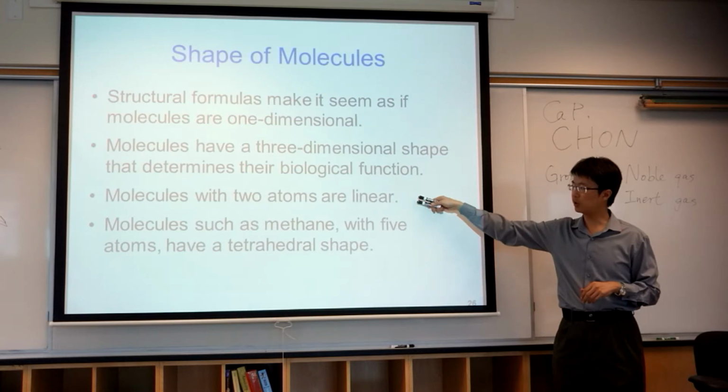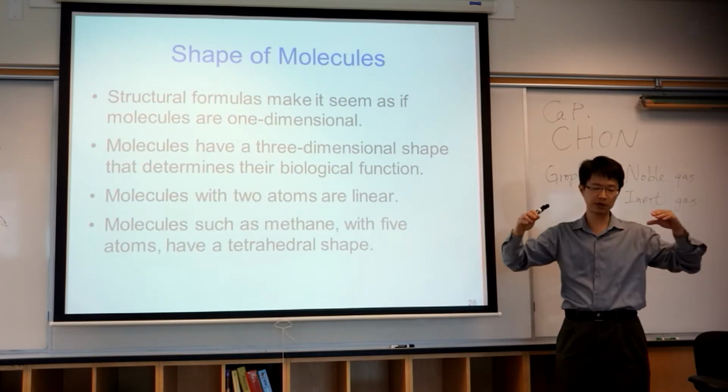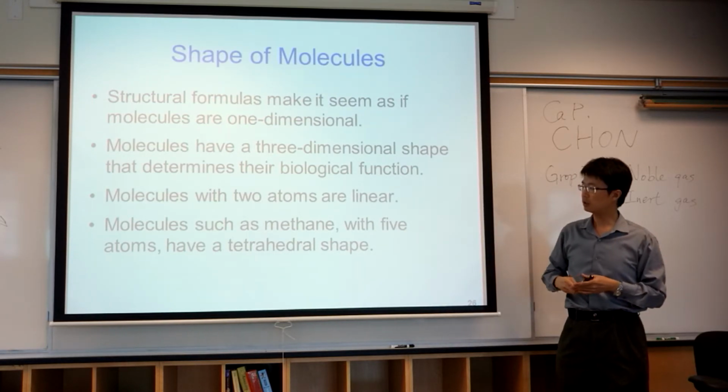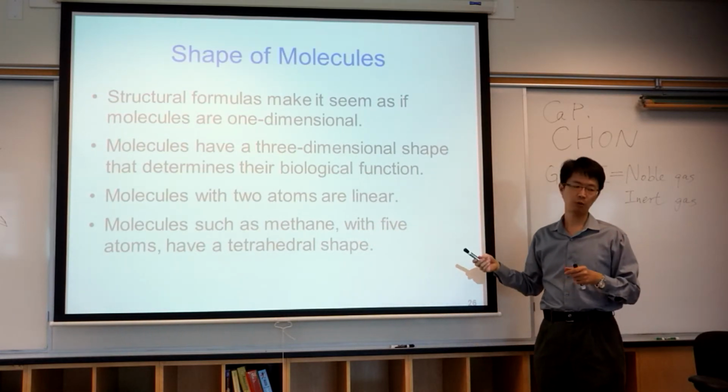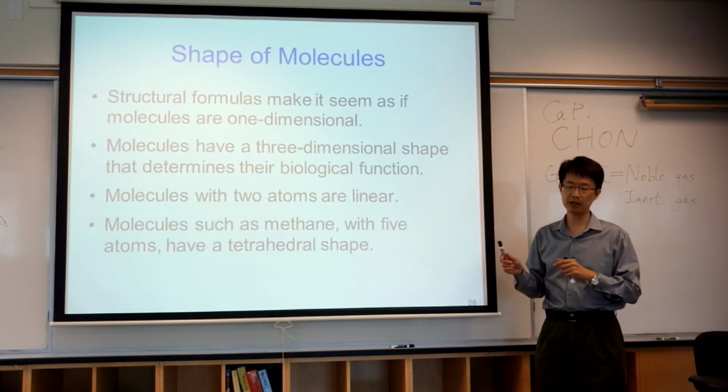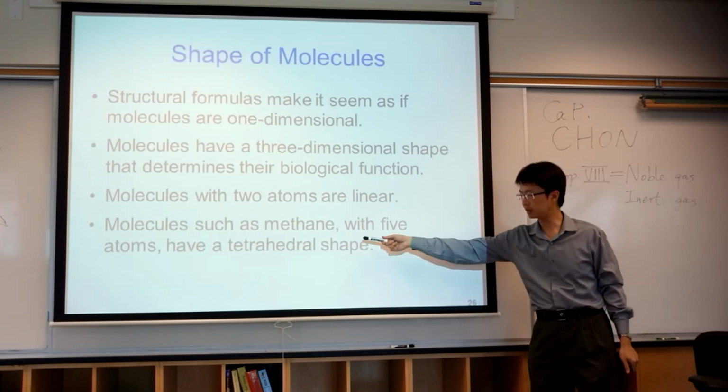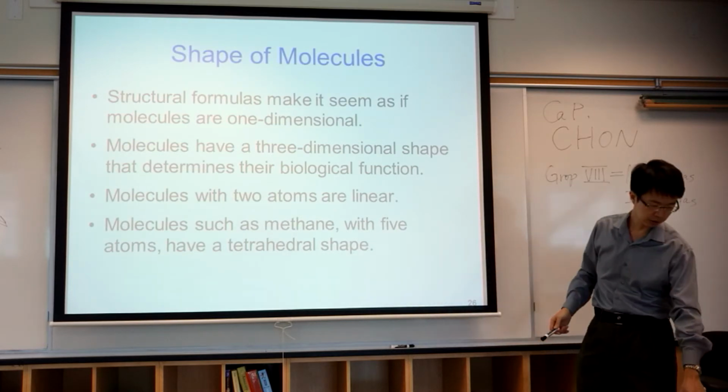When a molecule has 2 atoms, they are linear. That means they are in a straight line. But for methane gas, it has 5 atoms, 1 carbon atom in the center, and then 4 hydrogen atoms surrounding the carbon atom. We call it a tetrahedral shape. So how does it look?